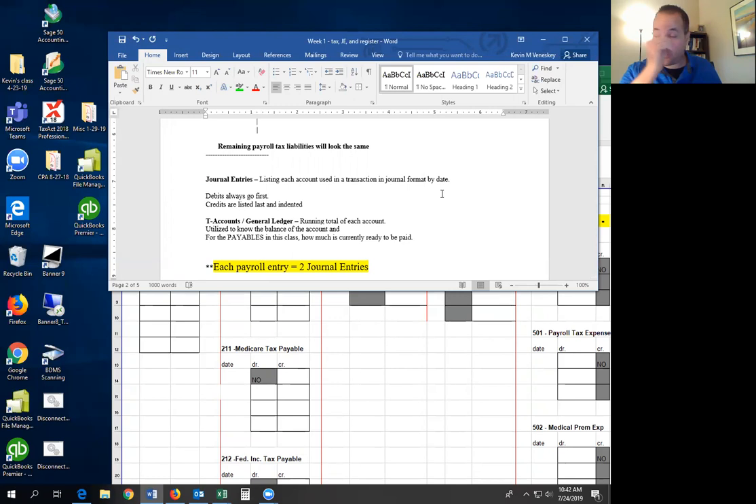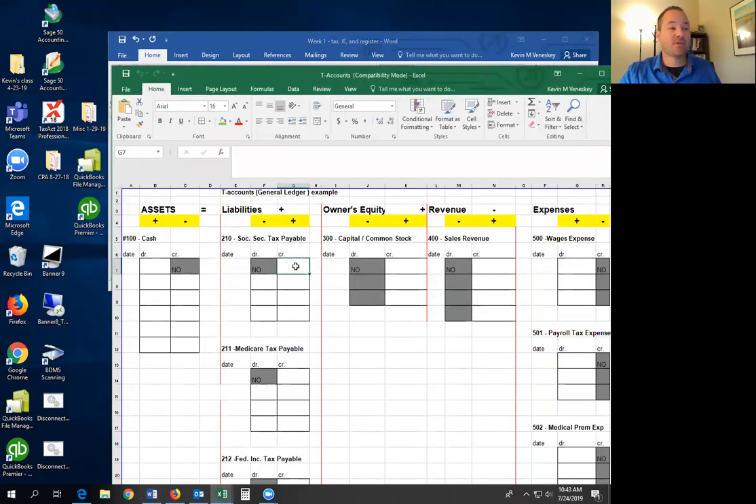And then every time we do a journal entry, we're going to update our T accounts so we can keep a running total of how much wages we've paid, perhaps, how much Social Security tax we owe to the government. We're going to keep track of all of these and then add them up when it's time to pay the bill to see how much we owe. And then when we pay it off, we're going to reduce our liability.